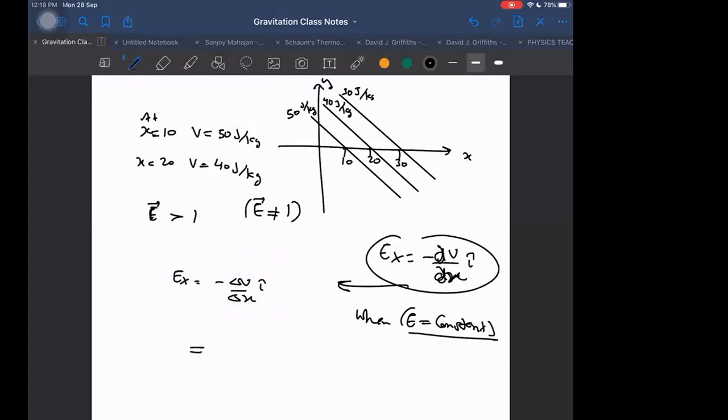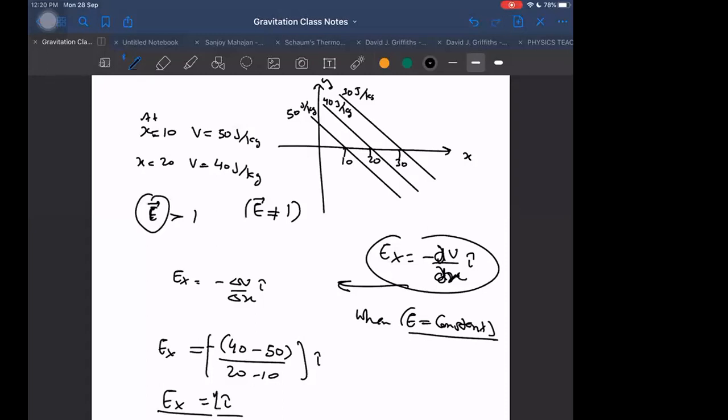But then we are getting 50, 40, minus 50 by 20 minus 10, and that is 1 I cap. The problem was this: I asked to find E and you told that E is equal to 1 I cap. That is Ex. What about Ey?